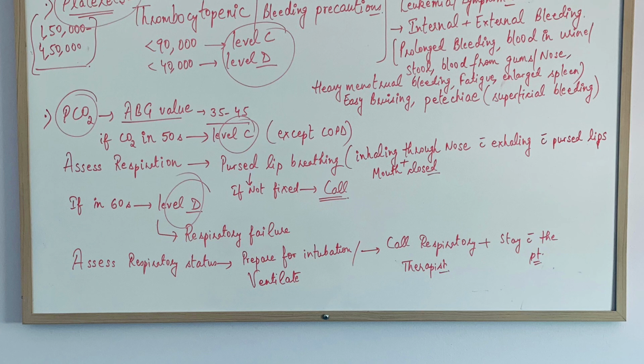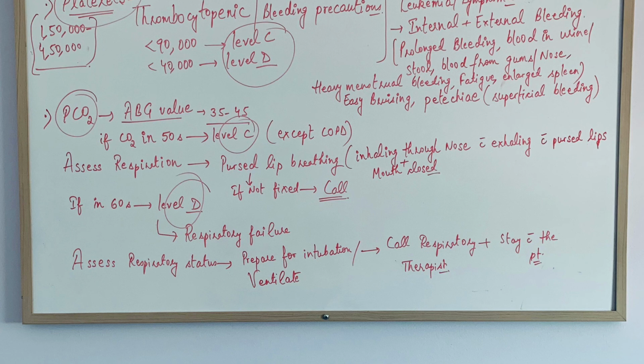But if the carbon dioxide level in the blood is in the 60s, it becomes level D. Then it is an indication of respiratory failure. In that condition, the first step the nurse should follow is to assess the status of respiration. Then prepare for intubation or ventilation in some other way. Then call the respiratory therapist and stay with the patient. In that condition, the nurse cannot leave the patient alone.